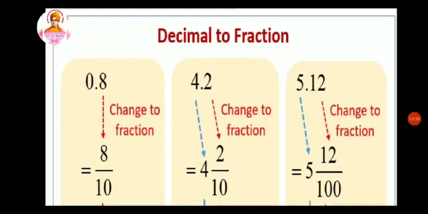The second position place value is 100. So I am writing 100 in my denominator. In the numerator I have the value 12. So I am going to change 5.12 into 5 and 12 by 100. This is how we can change decimal numbers into fraction numbers.